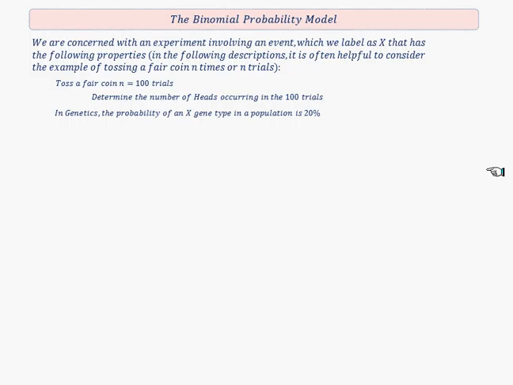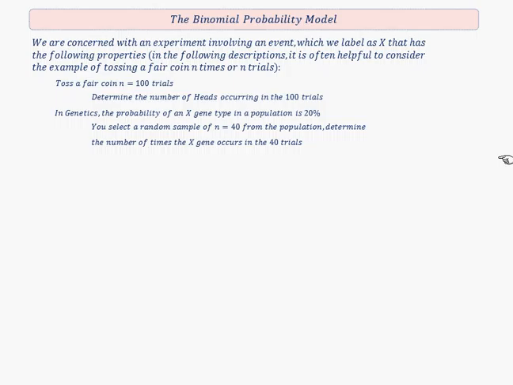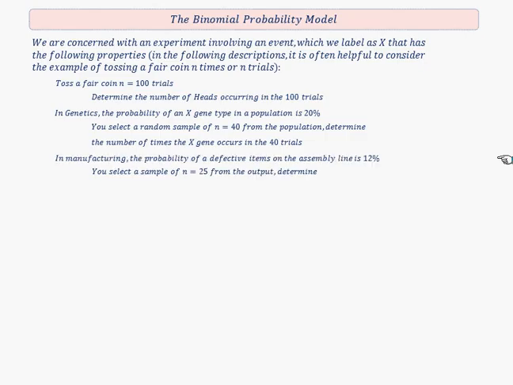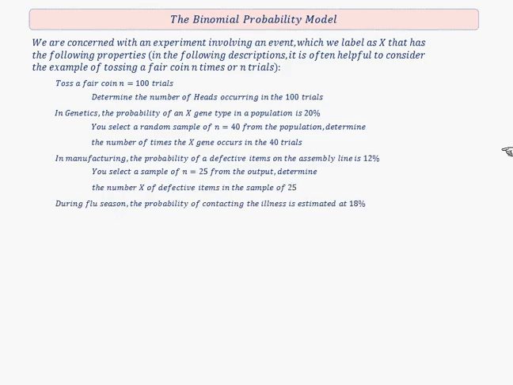Binomial means two outcomes. So in the case of genetics, a particular gene type X occurs in 20% of the population. In a random sample of 40 items from the population, how many times does an X gene occur in the 40 trials? In manufacturing, 12% of the items on the assembly line are defective. In a sample of 25, how many of these 25 would be defective on average?